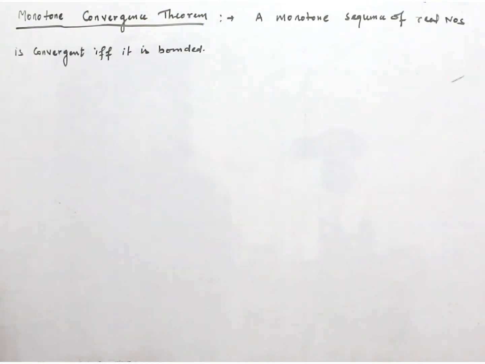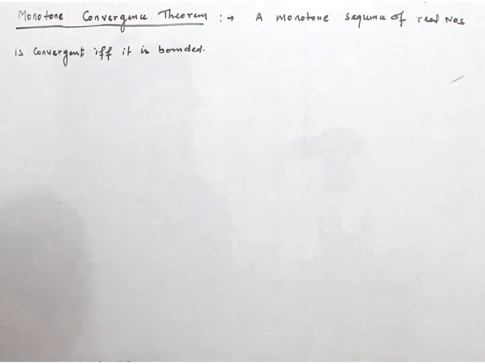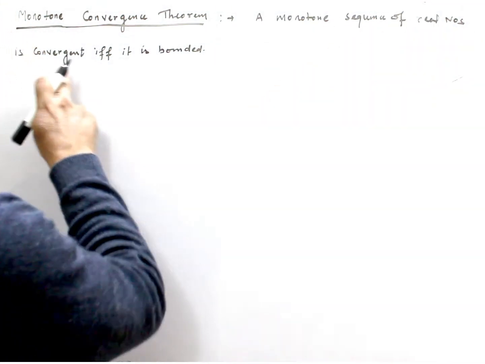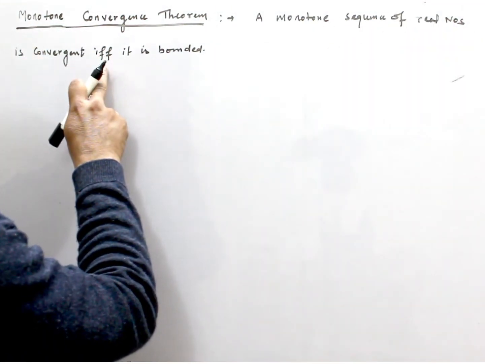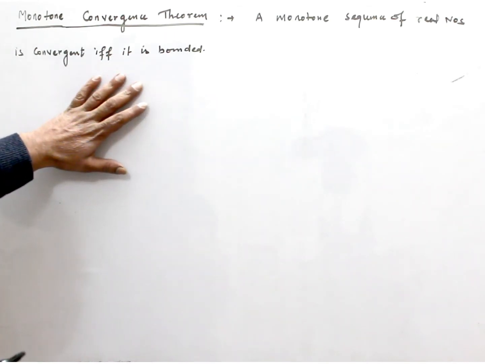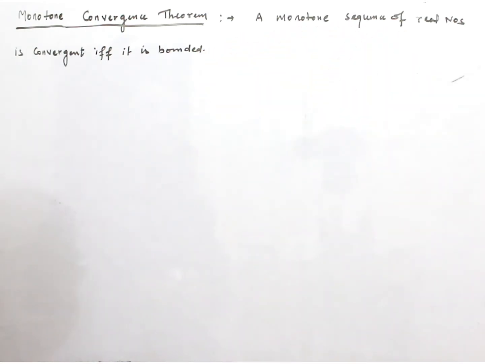So today we prove the monotone convergence theorem. The statement: a monotone sequence of real numbers is convergent if and only if it is bounded. So the theorem is given in two parts. First part, a monotone sequence of real numbers is bounded if it is convergent.